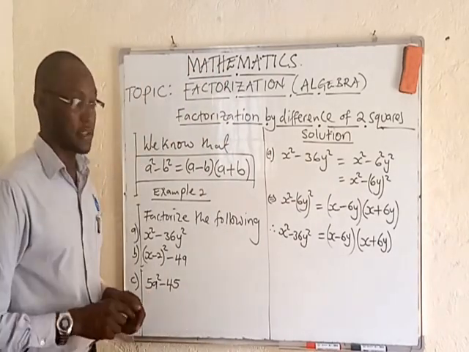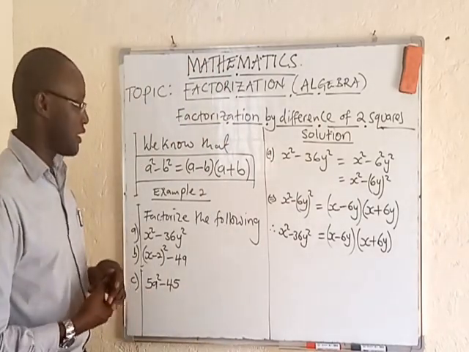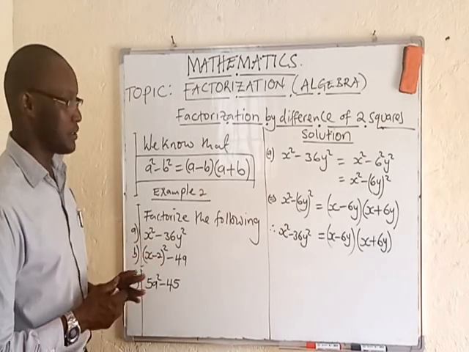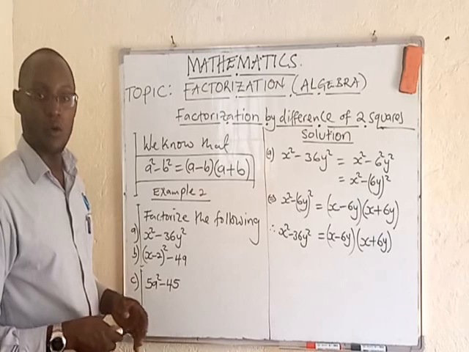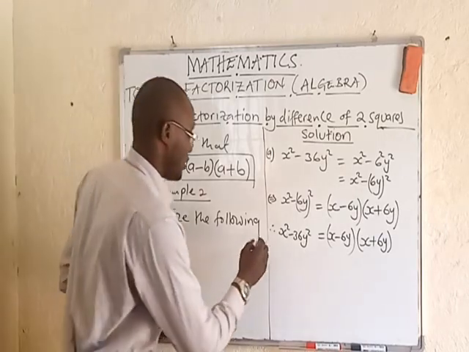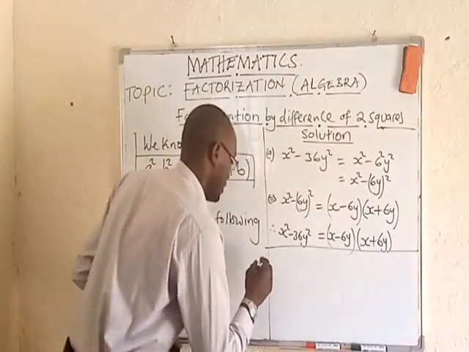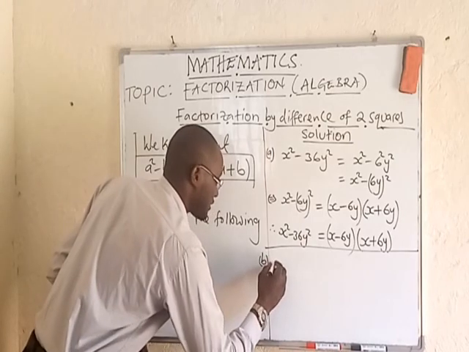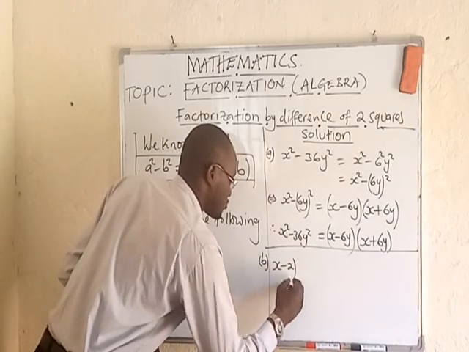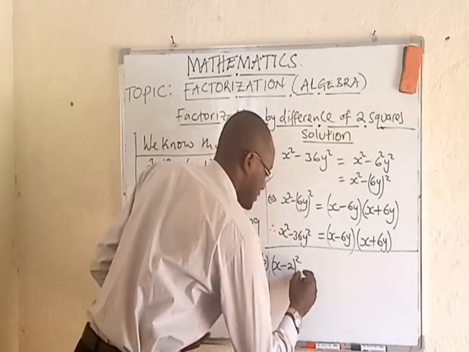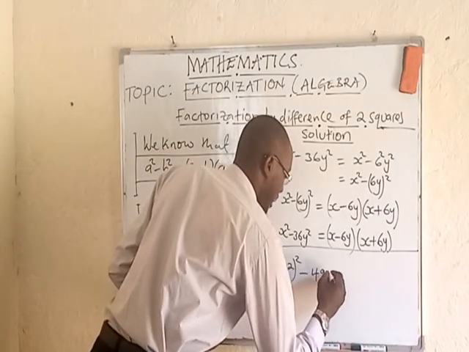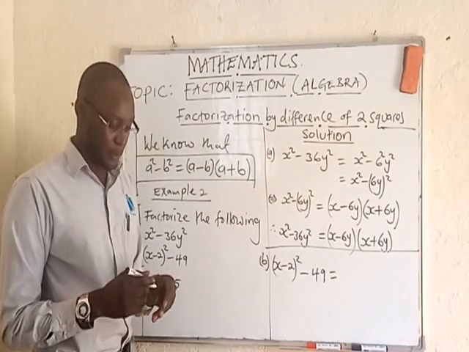Very interesting. Very, very interesting. Now let us go and talk about part B. Part B looks a little bit complex, but it is not. It's not complex at all. Let us go and see its solution. So for part B, the examiner is talking of x minus 2 brackets squared, okay, then minus 49. So let us go and simplify this.